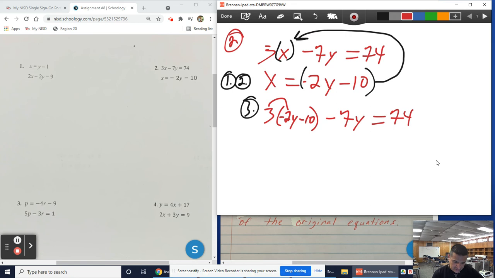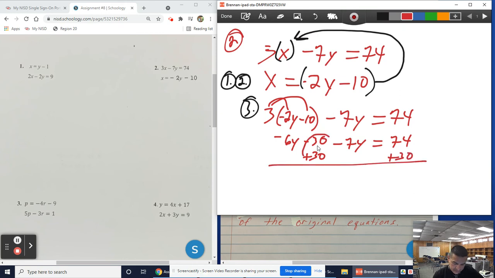Every time you have a parentheses, you got to distribute. 3 times negative 2y is negative 6y. 3 times negative 10 is negative 30. So I have the minus 7y equals 74. Okay, now the algebra. I know I'm solving for y, so I don't want this 30 that's by itself. It doesn't have y, so let's move it to the right side. Let's get rid of it. Plus 30, plus 30. So now this is gone.